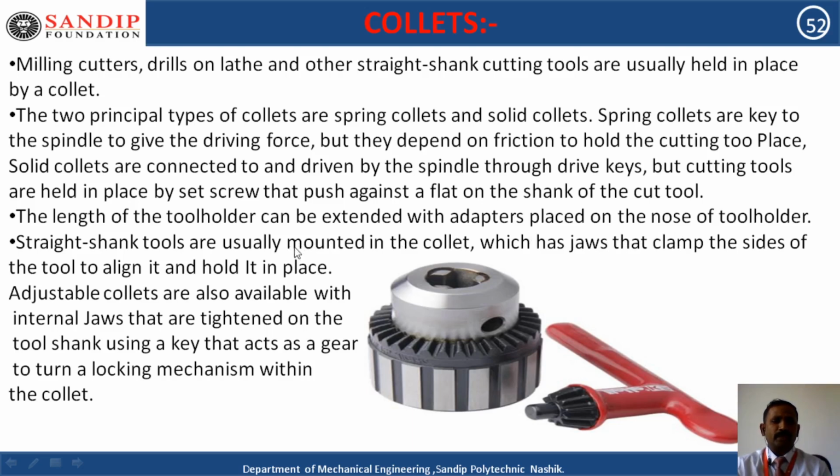Straight shank tools are usually mounted in the collet which has jaws. These are the three jaws that clamp the sides of the tool to align it and hold it in place. Adjustable collets are also available with internal jaws that are tightened on the tool shank using a key that acts as a gear to turn the locking mechanism. That is the gear used for locking and unlocking this collet. So that is simple.